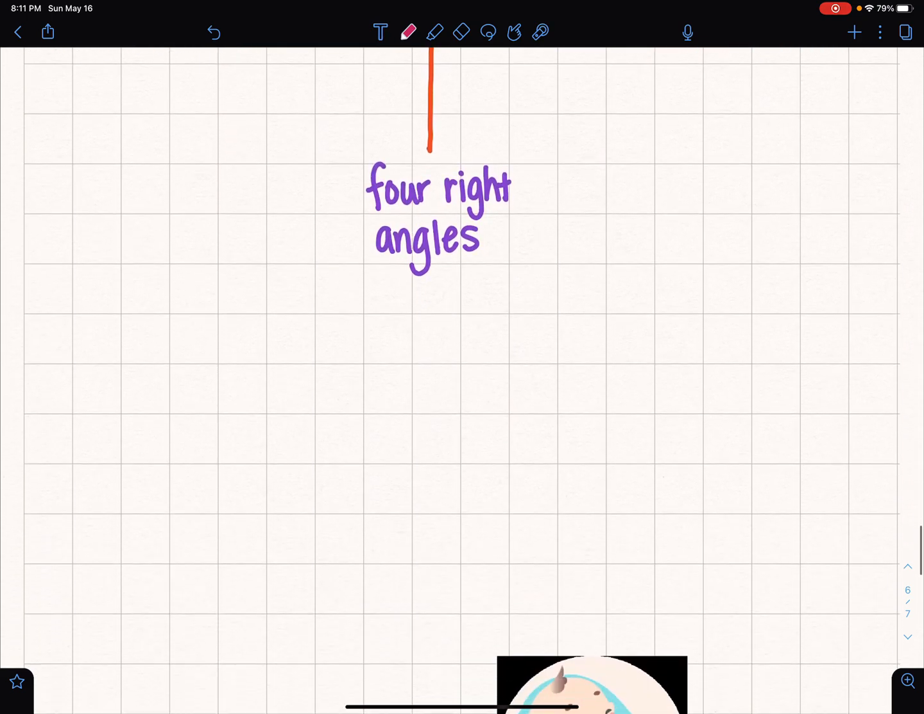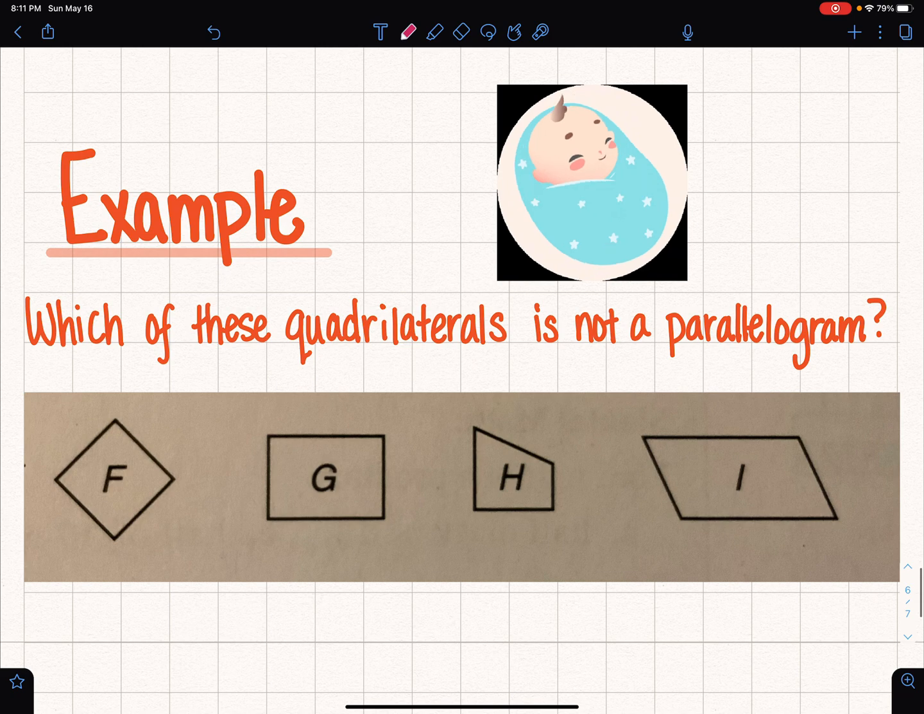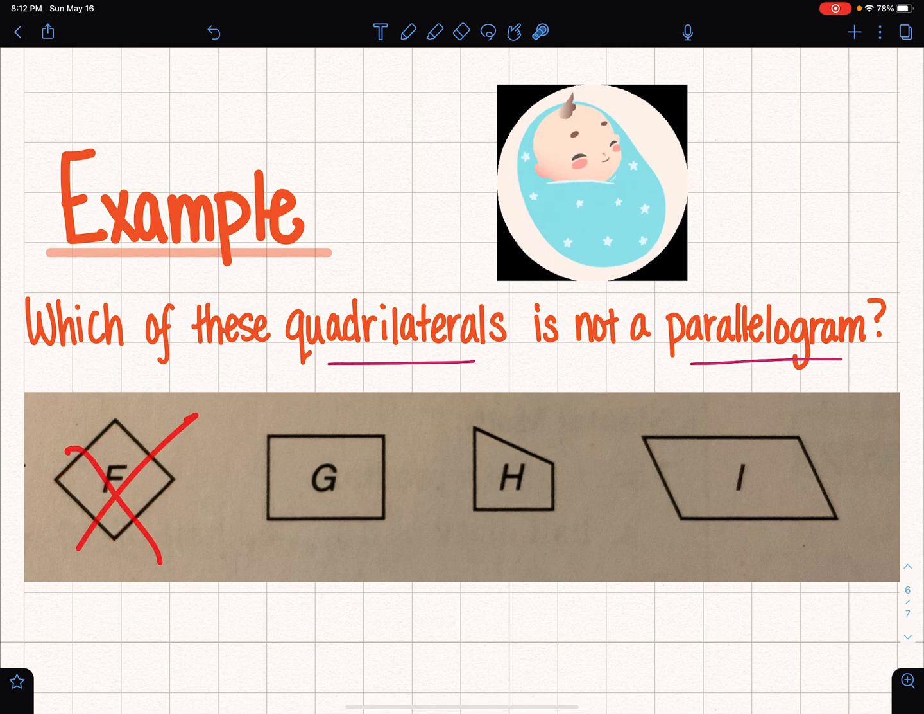All right, let's do an example. The example is, which of these quadrilaterals is not a parallelogram? So remember, the first thing is all the lines are either parallel or they're not. If they're not, then it makes a trapezoid, okay? So let's see. This is parallel to this, and this is parallel to this. So this is a parallelogram. So this can't be the right answer because it says which of these quadrilaterals is not a parallelogram. So we're looking for a trapezoid.